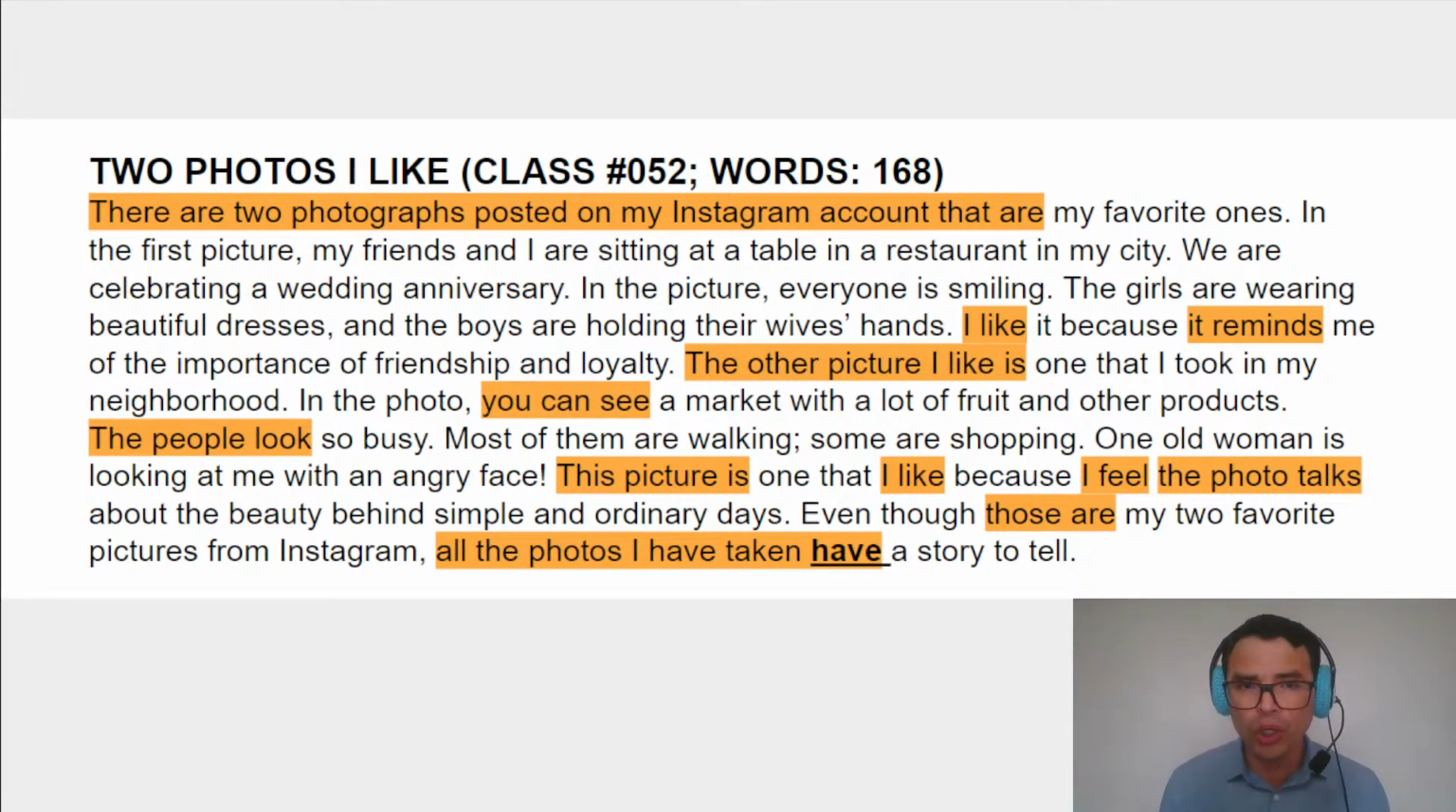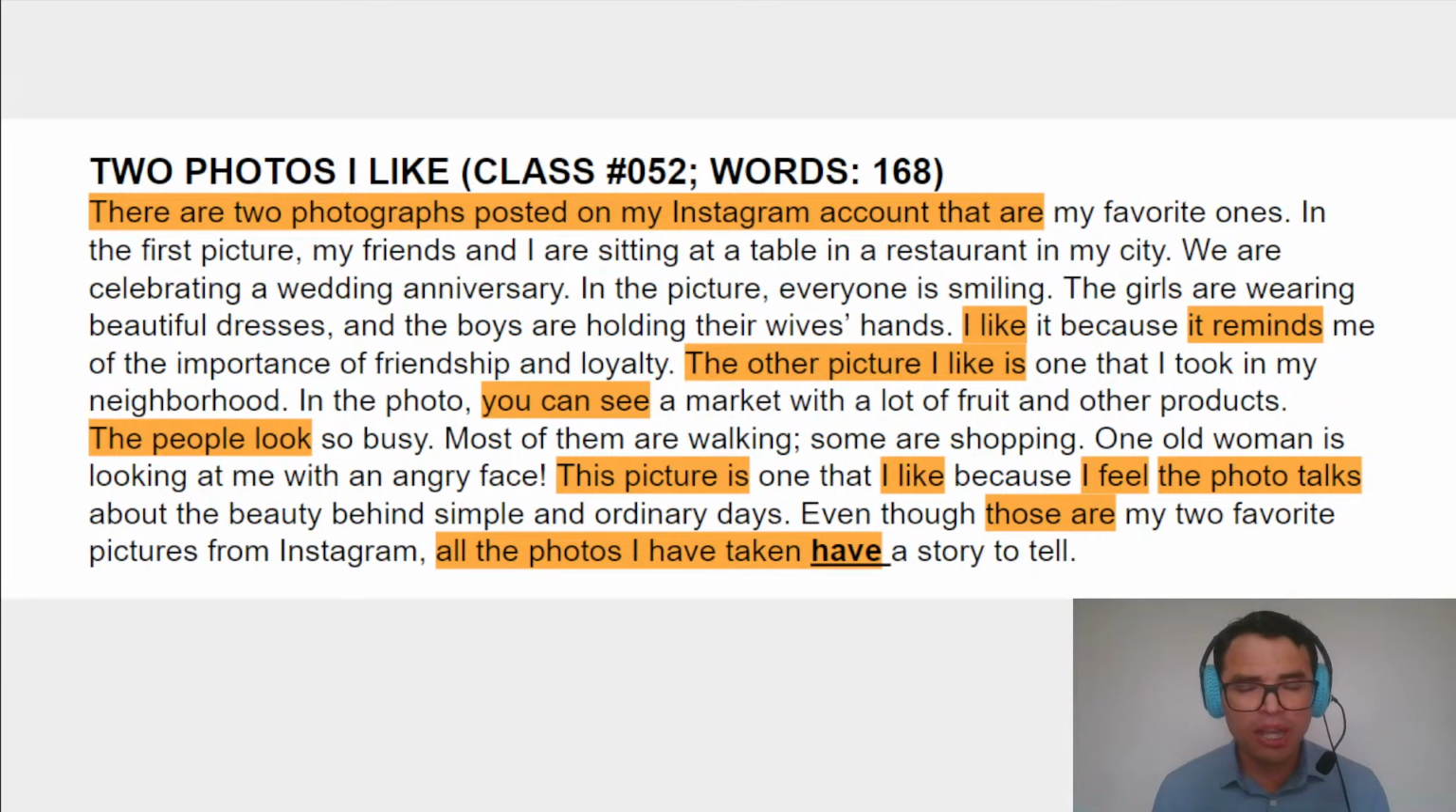Then the people look. Okay, the people look. Subject, the people. Verb, look. Next, the picture is. Subject, this picture. Verb is. I like. Subject, I. Verb, like. I feel. Subject, I. Verb, feel. The photo talks. Subject, the photo. Verb, talks. It finishes in S because it's conjugated into the third person singular. Those are. Subject, those. Verb, are. All the photos I have taken have. There are two haves here.